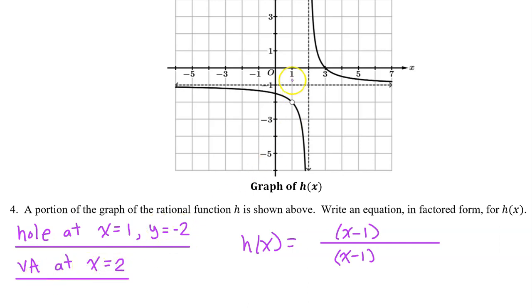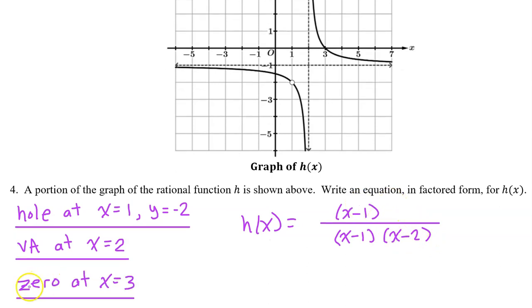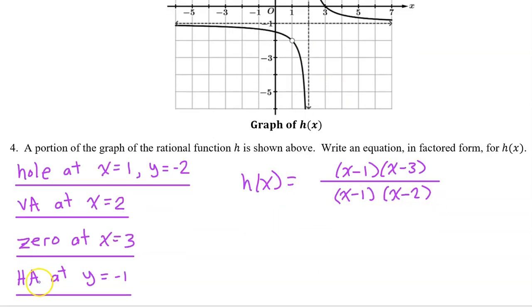There is a vertical asymptote at x equals 2. That means we will have a factor of x minus 2 in the denominator that does not cancel out. There is a 0 right here at x equals 3. That means there will be a factor in the numerator of x minus 3 that does not cancel out.